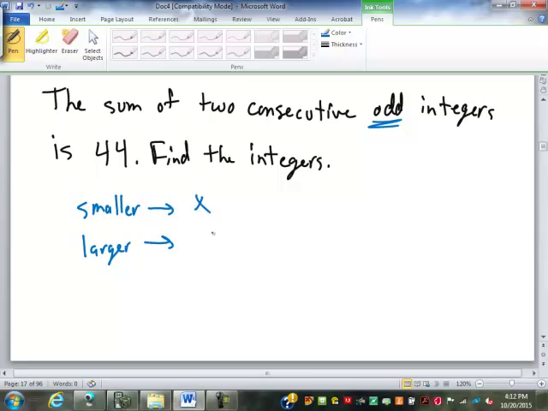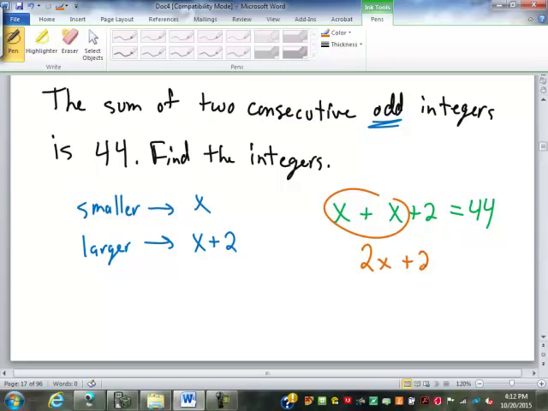I'll let the smaller one be x. The larger one will be x plus 2. Very good. For dealing with odd numbers, the next one up is always going to be 2 more. So we've got x plus x plus 2 equals 44. And again, we're going to combine: 2x plus 2 equals 44.